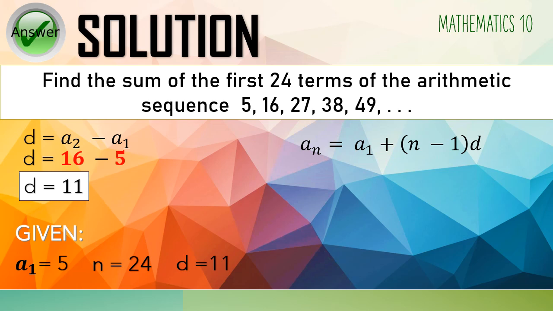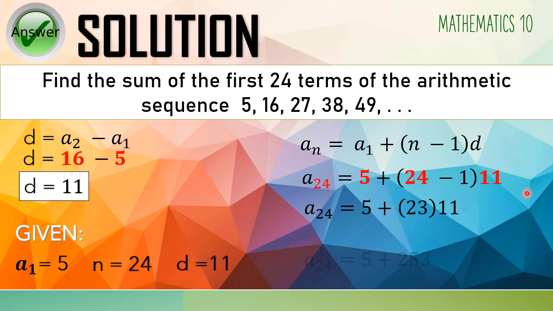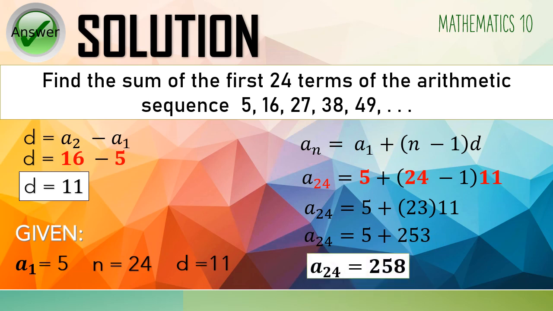So going back to the arithmetic sequence formula and substituting the data here, we have a sub 24 equals 5 for the first term, plus quantity n is equal to 24 because we are looking for the sum of the 24 terms, and of course our d, which is 11. Okay, so perform the indicated operation. 24 minus 1 is 23, multiplied with 11, following the PEMDAS rule, 253, and then added by 5, and you would get 258. And so, since my data is complete already, I can now use the formula for arithmetic series, which is the shorter one.